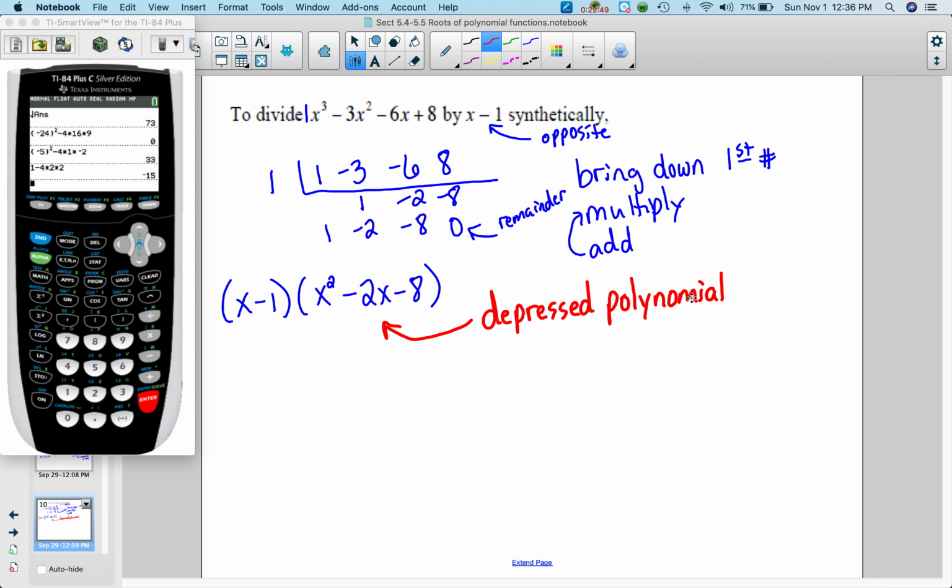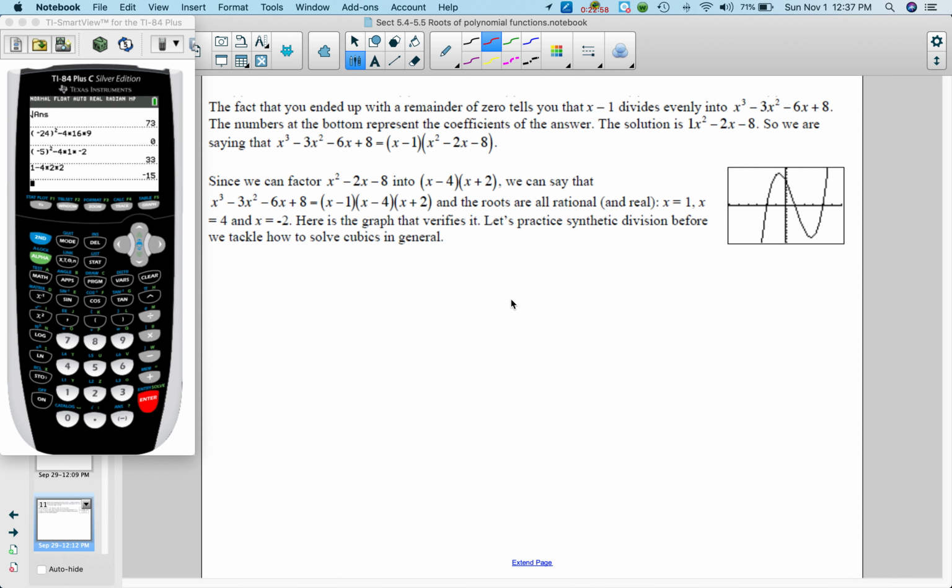Okay, so that's what you would do, and then you would do a diamond problem like I already showed you to finish factoring it. So I'm just going to read through this, follow along. The fact that you ended up with a remainder of 0 tells you that x minus 1 divides evenly into x cubed minus 3x squared minus 6x plus 8.